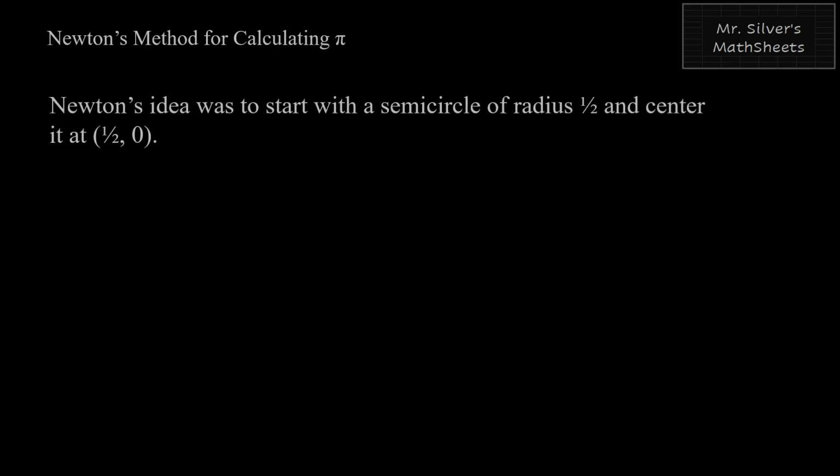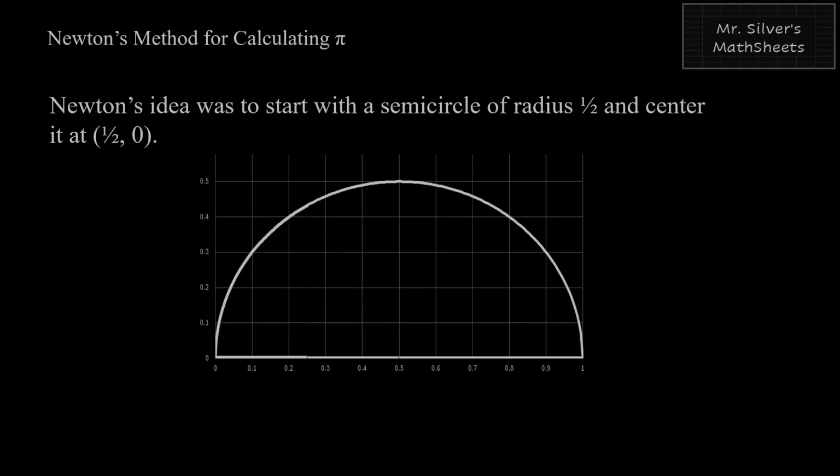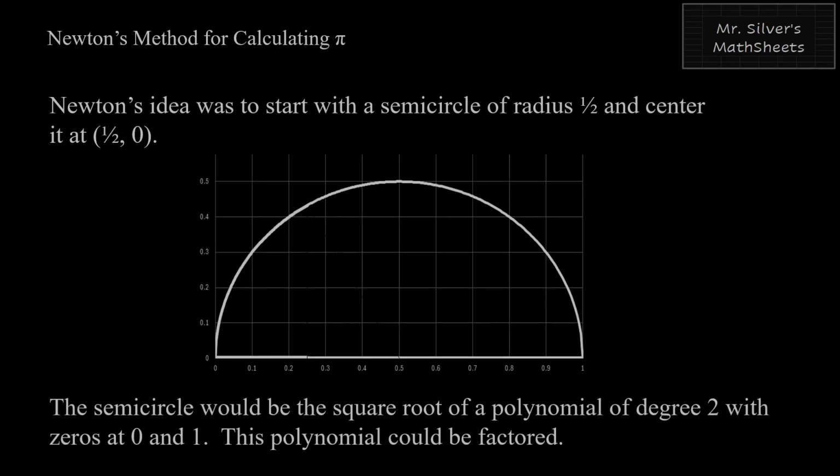So let's get into it. Newton's idea was to start with a semicircle of radius 1/2 and to center it at (1/2, 0). So from this diagram we can see that there are zeros at 0 and 1. It's in fact a square root of a polynomial of degree 2, and it can be factored.